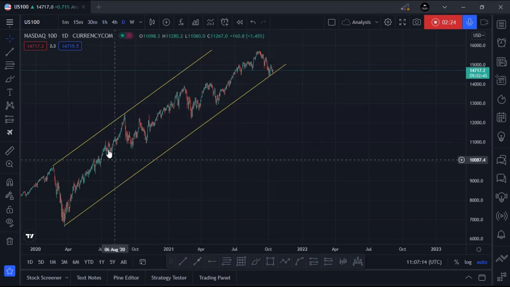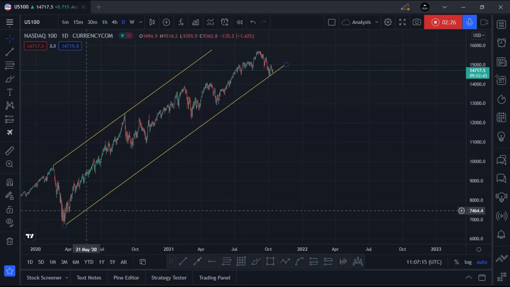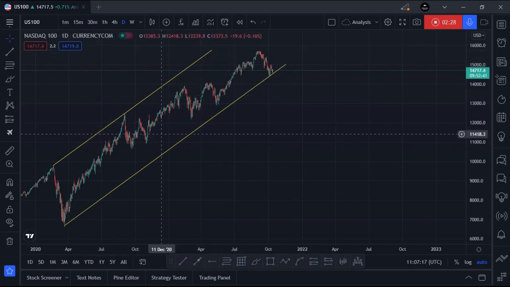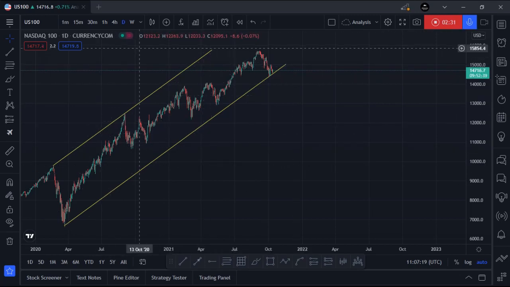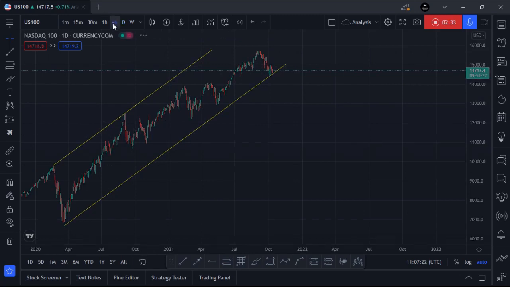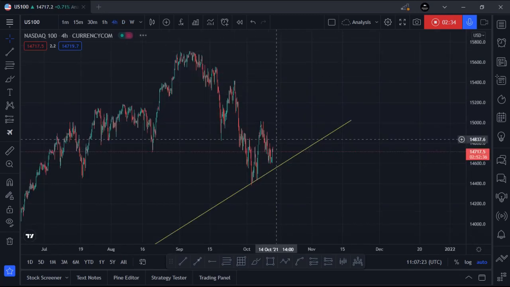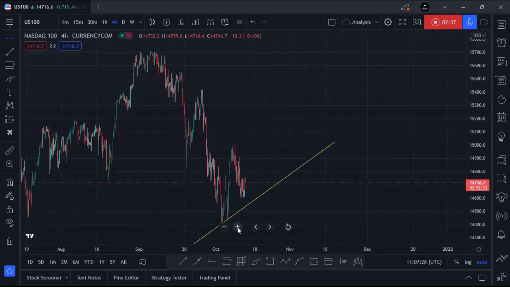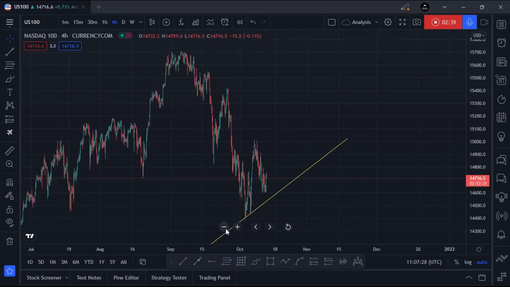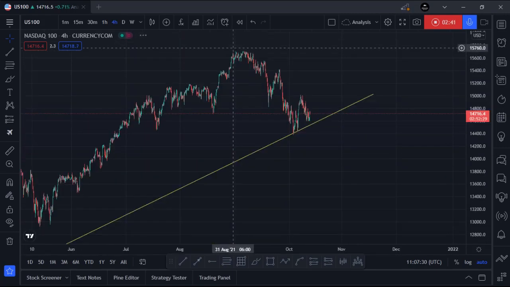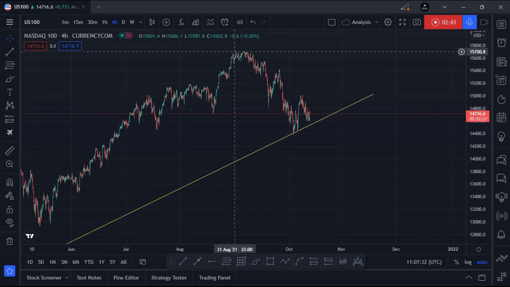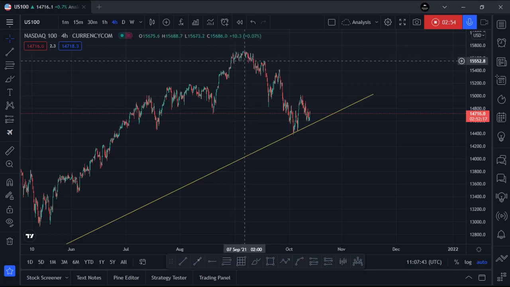Since we have just identified the structure of Nasdaq, you can see that it's inside an ascending channel. So now moving on to the 4-hourly time frame. Okay, so this is the all-time high that Nasdaq has created. Since it created this all-time high, when it touched this price, you can see that Nasdaq started ranging. It was a ranging market.